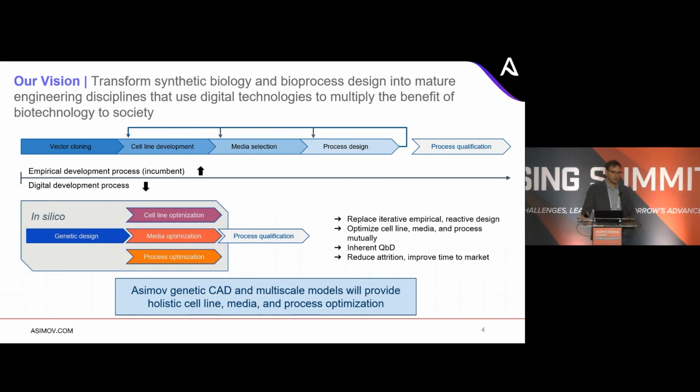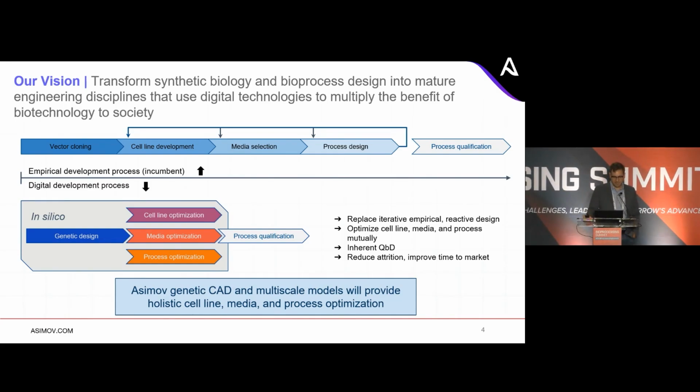And to understand what I mean by holistic genetic and bioprocess design, I think it's helpful to contrast that with the current method by which we do bioprocess development, which is represented here on the top. It's a very empirical process, right? We clone our vector, we transfect that into our cell line, we select the optimum cell based on that genetic design, and then we move into upstream process development, right? Media selection based on now a fixed top cell line, and then process design based on a media and a cell line.